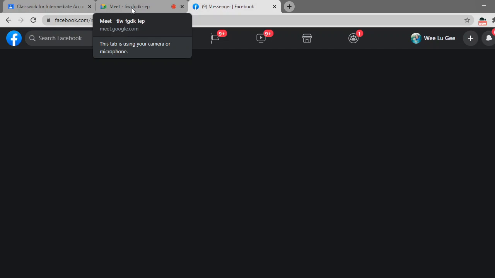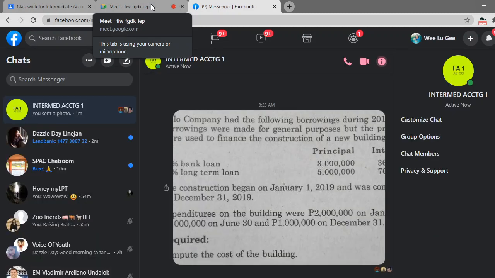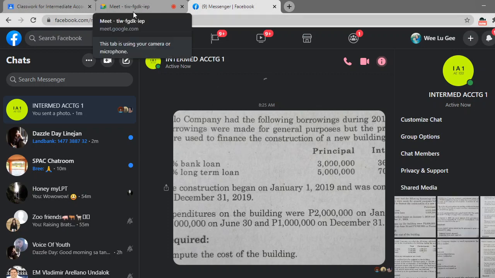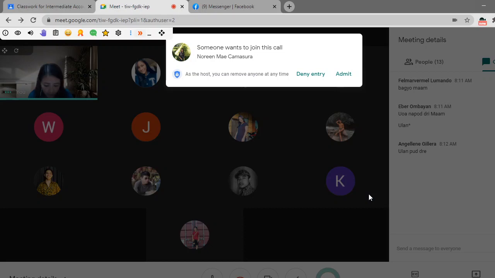Okay, we are required to compute the cost of the building. So alam naman natin kung ano yung cost of the PPE. I think we discussed about that yesterday. We have the purchase price, yung mga discounts, kailangan i-deduct, directly attributable costs, etc. But this time, we are going to focus on the computation of the borrowing cost, which is considered as part of the directly attributable cost.